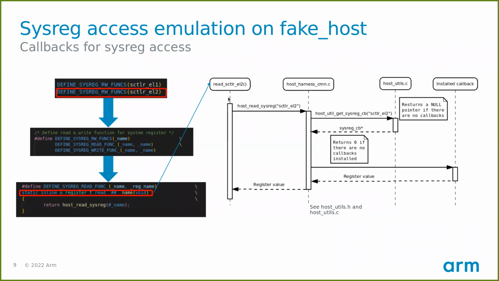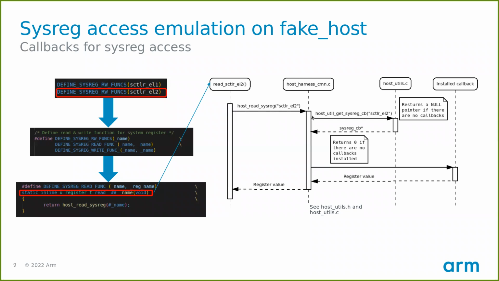And the way this works is when we invoke read ACTLR EL2, we call a component inside the host harness common library, which is called host read sysreg, and we pass the name of the register.